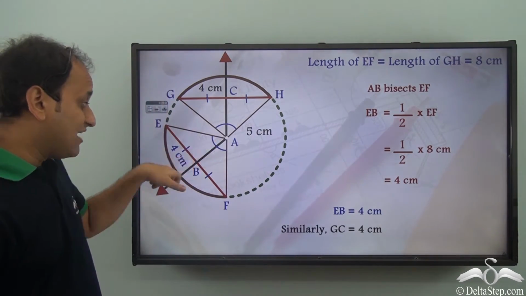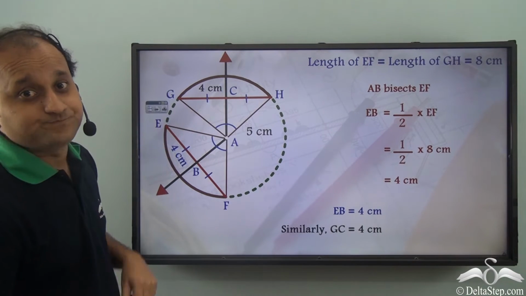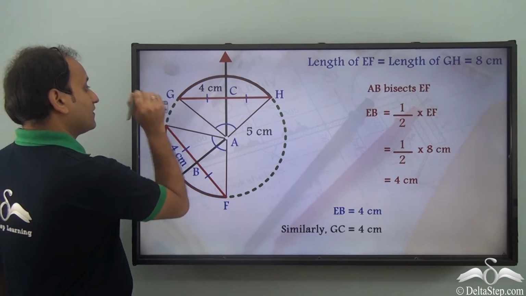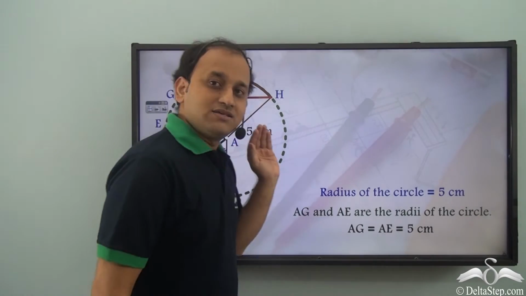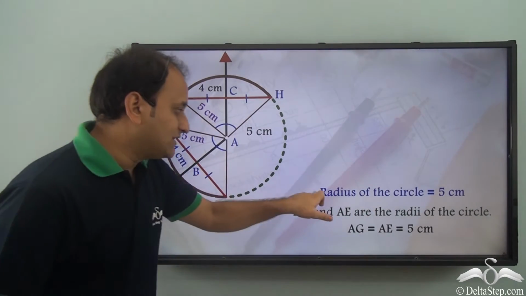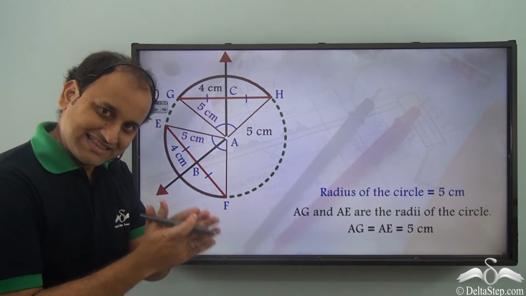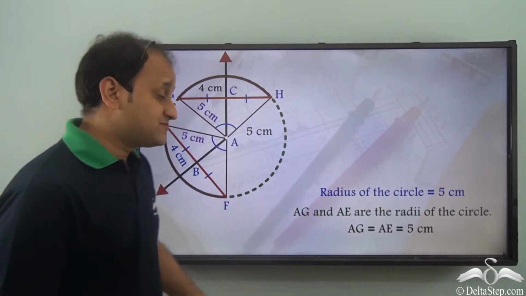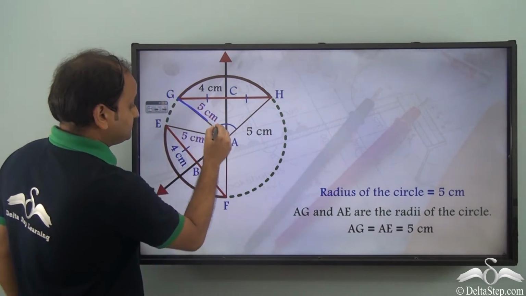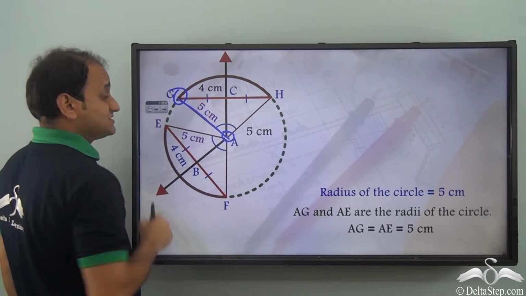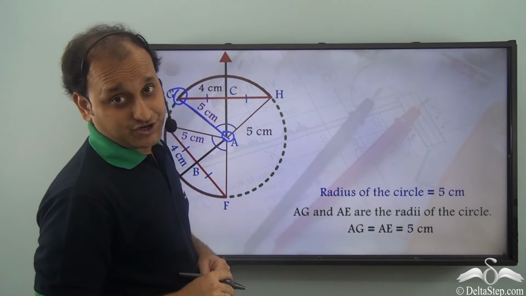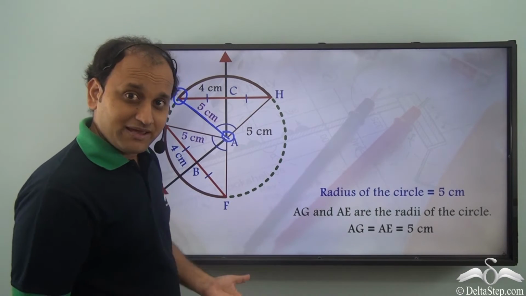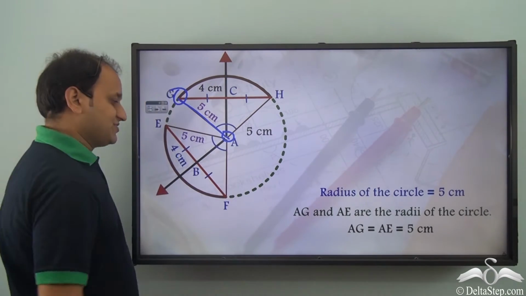Now we still don't have the length of AB, so we'll have to go a bit further in calculation. So let's consider some more information. First of all, we know that radius of the circle is 5 centimeters. That's given to us. Also, AG and AE are radii of the same circle. AG, we have center and G is a point on the circle. So this line segment joining a point on the circle and center will be our radius. So AG is a radius.